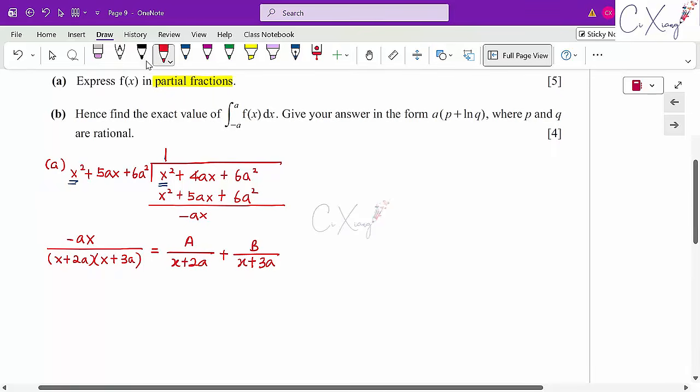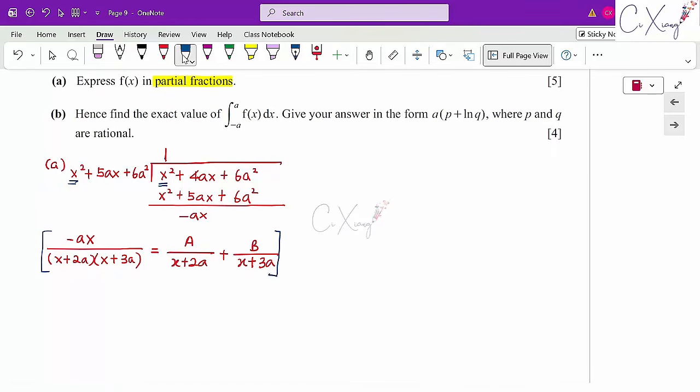All right, so I multiply the whole equation by the original denominator. Multiply the whole equation by x plus 2a and also x plus 3a. If you multiply it, you'll have negative ax equals A with x plus 3a and also B with x plus 2a. Okay, so our aim now is to find the value for capital A and also capital B.